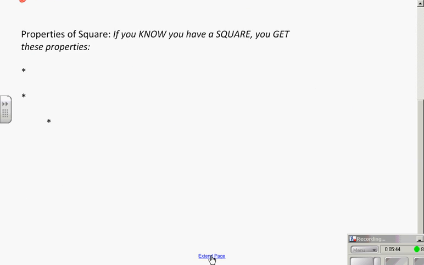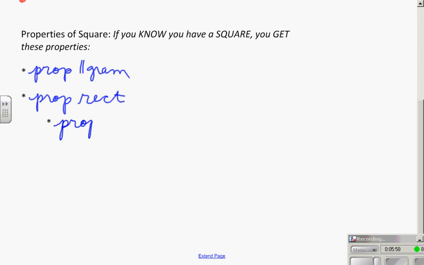And now a square just has three little stars because a square has all the properties of a parallelogram, all the properties of a rectangle, and all the properties of a rhombus.